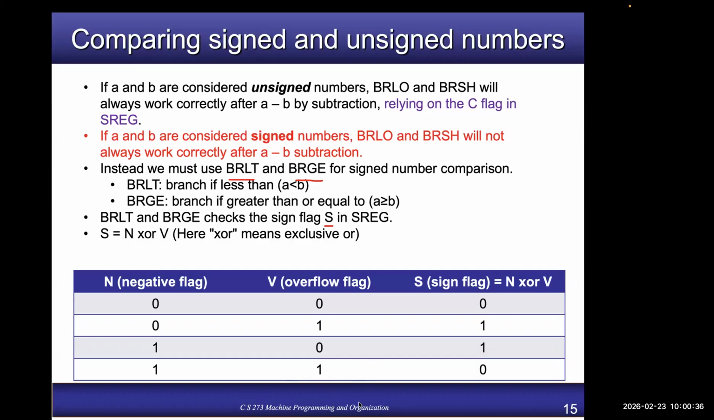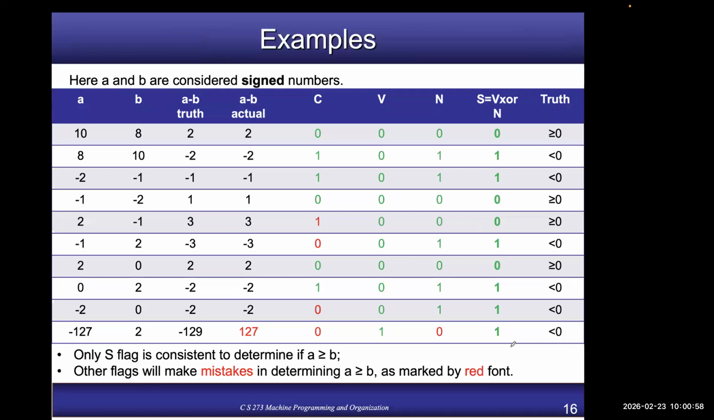So this is just the truth table of how the S flag is computed as the exclusive OR of N and V. So it is 1 when only one of the inputs is 1, like either N is 1 or the overflow flag is 1. If both are 0 or both are 1, then the result is 0.